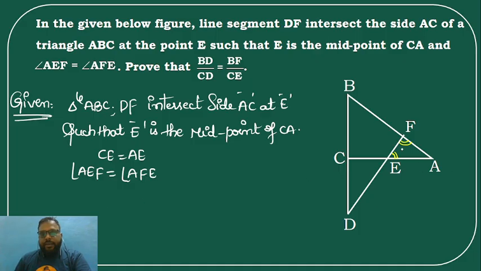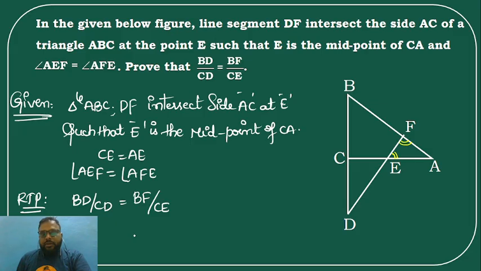So what does that mean? If in a triangle these two angles are equal, that means the opposite sides will be equal. So I can write AE is equal to AF, right? That we will write in the proof part, but this is just known for us. This is a given condition. And RTP, what I have to prove here is BD by CD is equal to BF by CE.